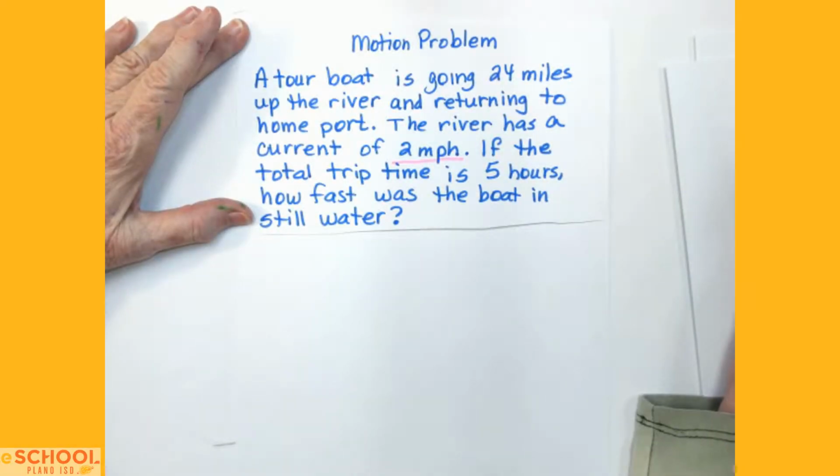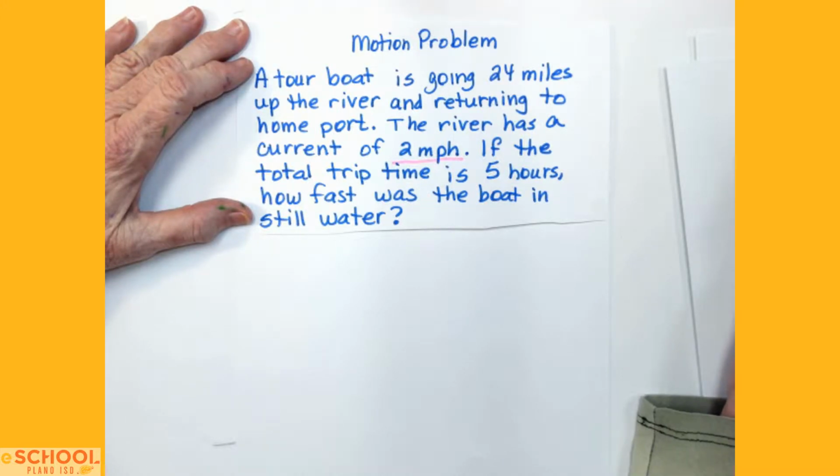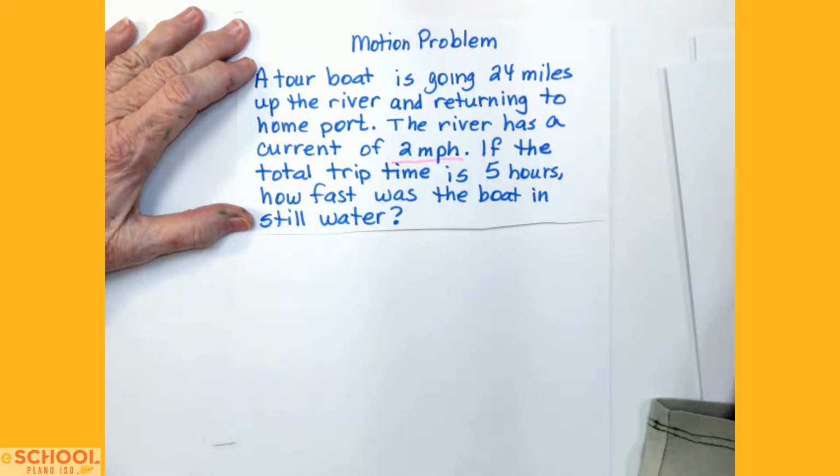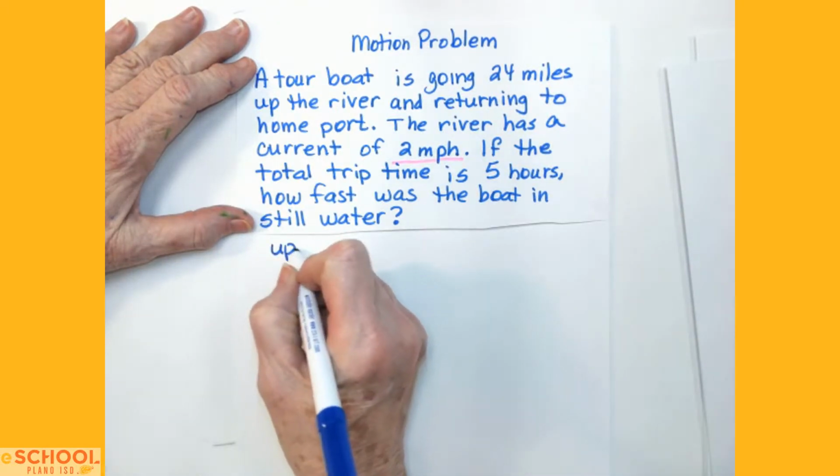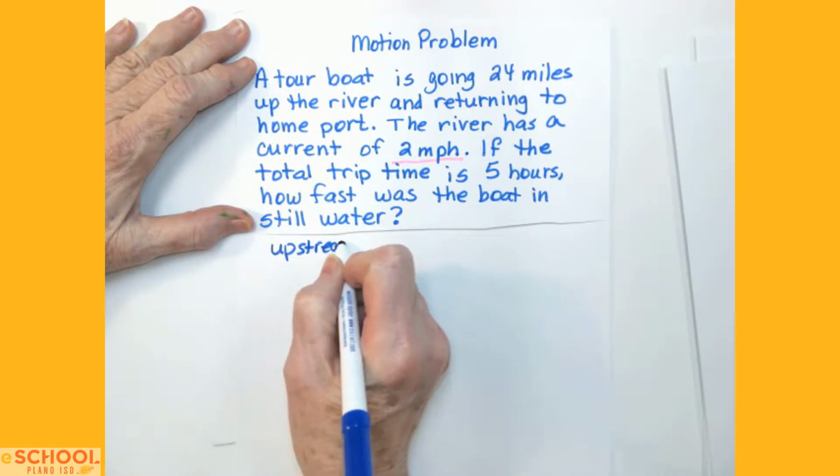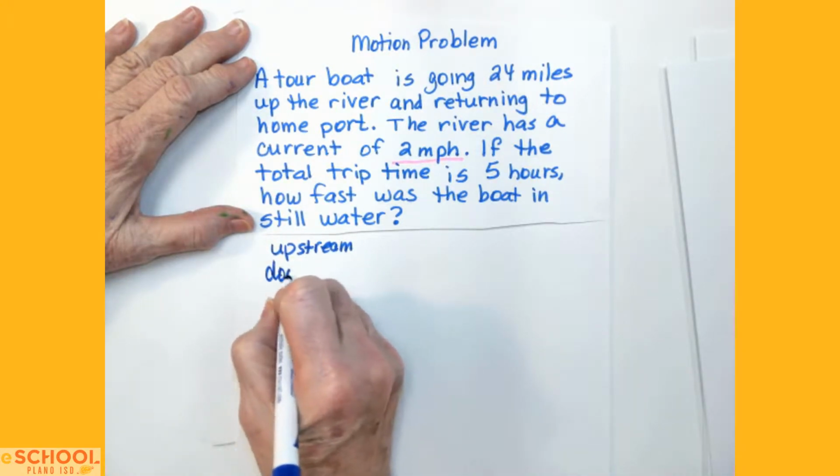A tour boat is going 24 miles up the river and returning to home port. The river has a current of 2 miles per hour. If the total trip time is 5 hours, how fast was the boat in still water? Now, if you think about a boat going upstream and downstream, that is how we need to think about this problem.